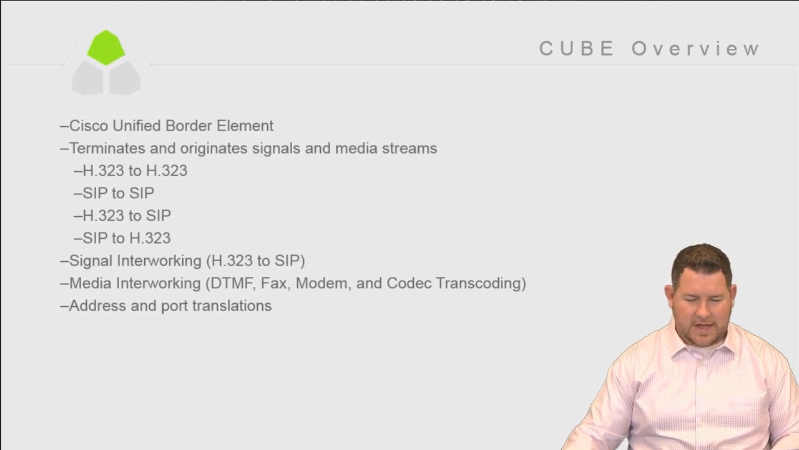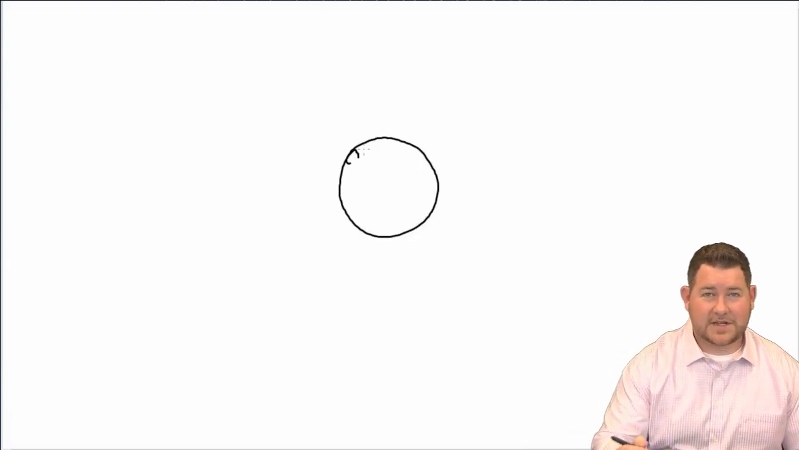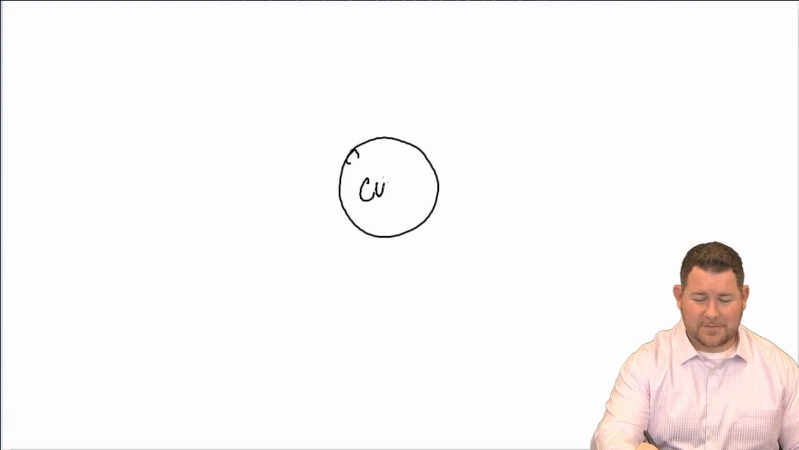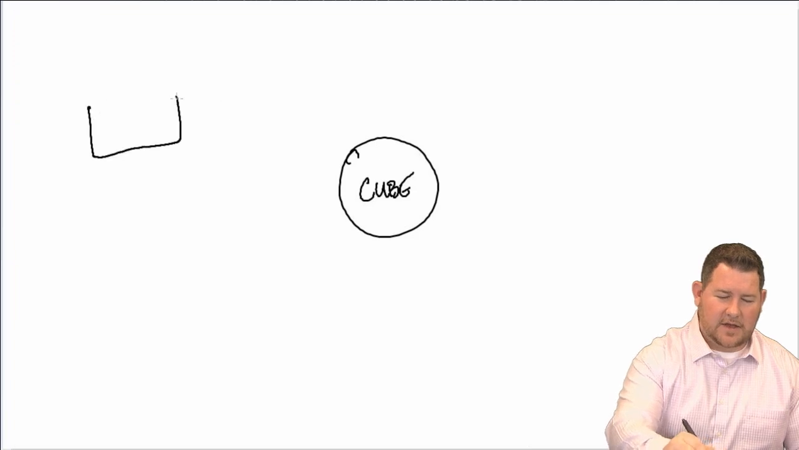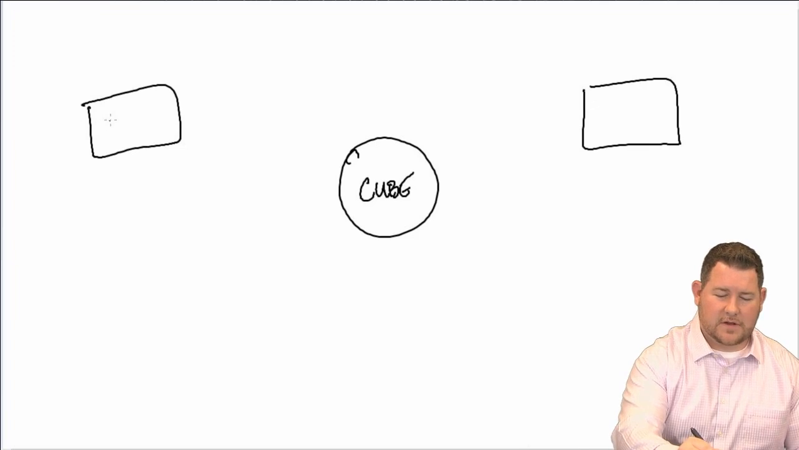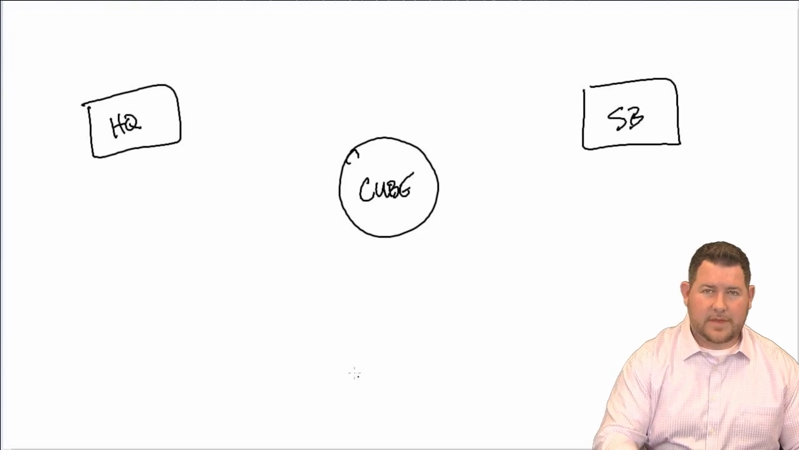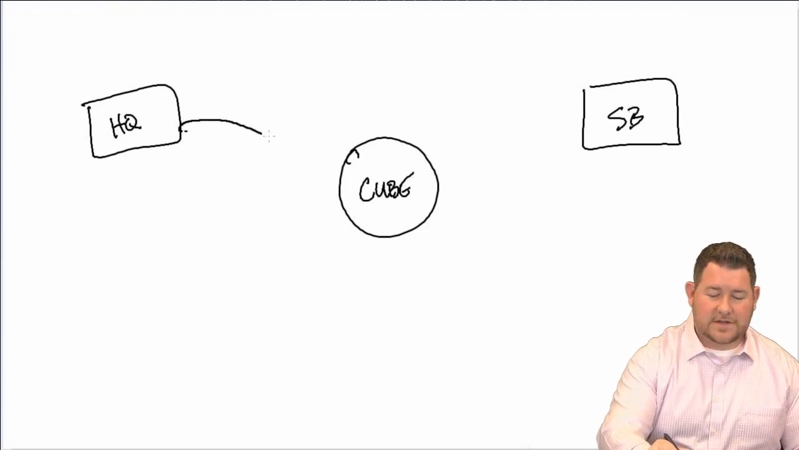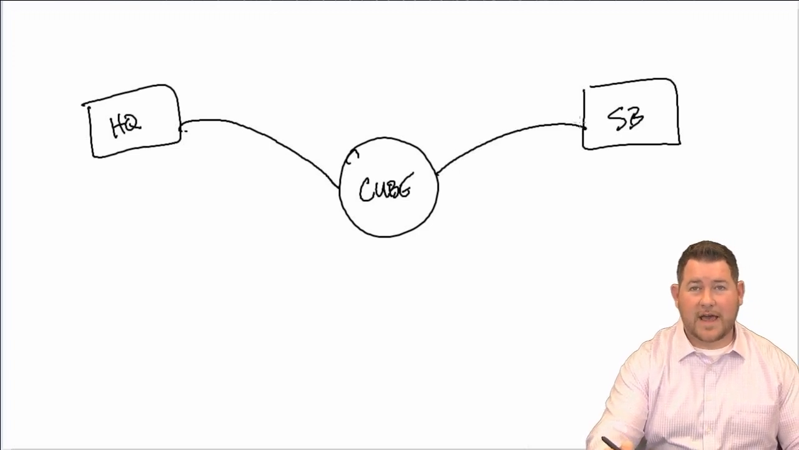So let me just go ahead and pull up a drawing pad so I can illustrate my point here. So if we had our nice circle here, which is Cube in the middle, and let's say that we had a call manager device over here, and another call manager device over here, let's call it HQ and Site B. These devices, these communications manager servers, are going to be connected to Cube in some fashion.